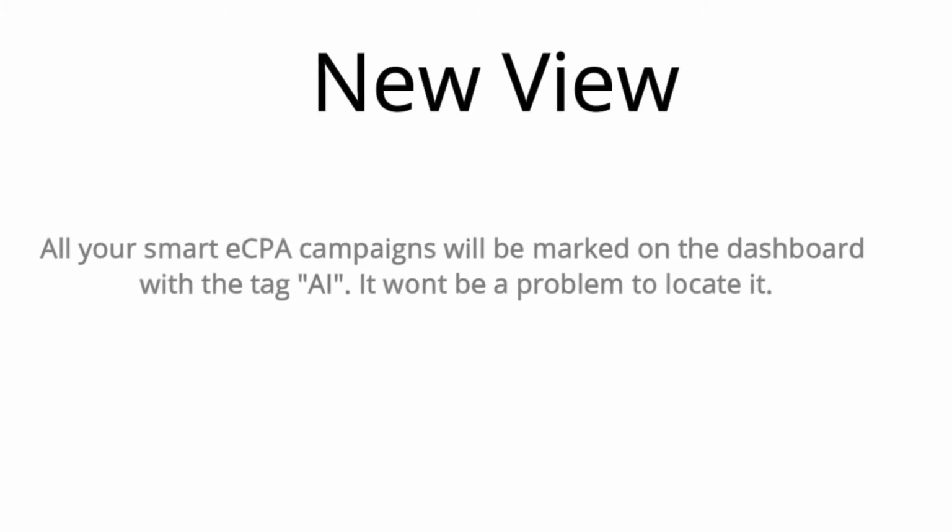Alright, so your new view. All your Smart eCPA campaigns will be marked on the dashboard with the tag AI. It won't be a problem to find them. The dashboard for Smart eCPA also has some differences.